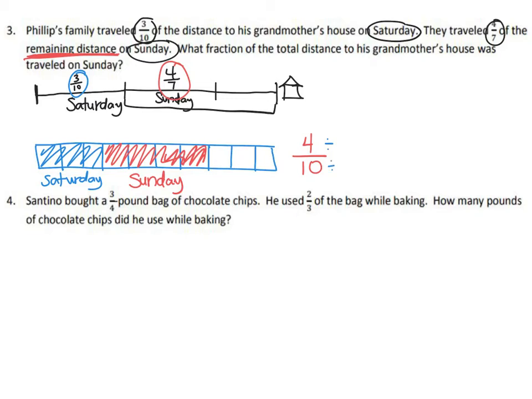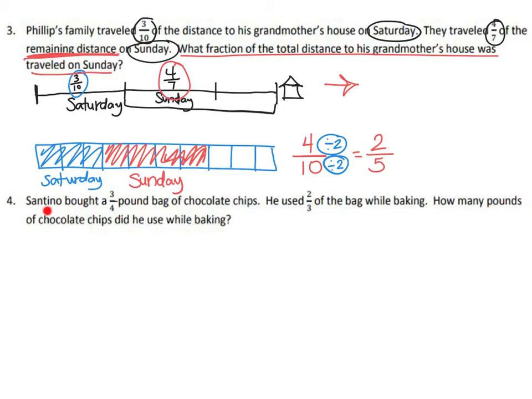Absolutely. We can reduce it by dividing by 2 in the numerator and the denominator. So 4 divided by 2 is 2, and 10 divided by 2 is 5. 2/5. Now, you need to write a sentence answering this question. Please write it right here. Okay, pause the video if you need to. We're going to move on to number 4.